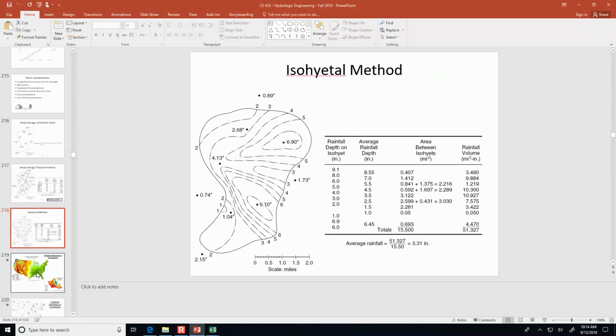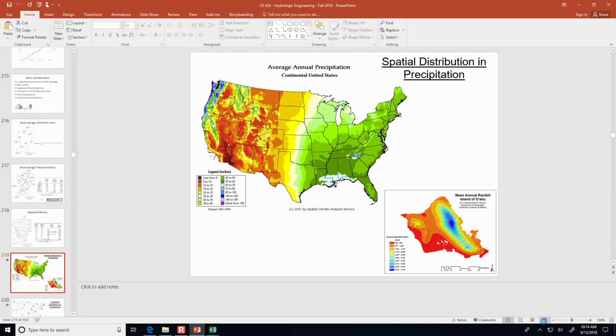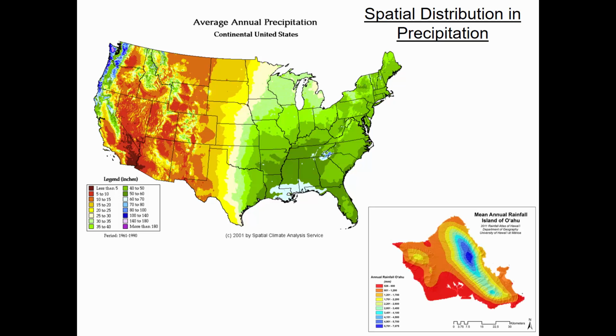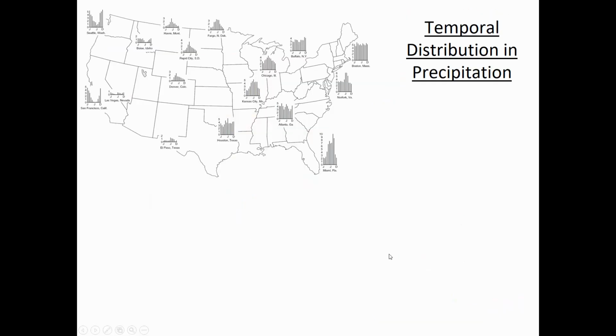All right, so we've been talking about spatial distribution. Spatial distribution is just any kind of representation of how, in this case, rainfall varies over space. So this is for the entire country. Here's the one that we saw before for Hawaii, that it's more rainy on the leeward side than on the windward side. And in a watershed, there can be spatial distribution as well.